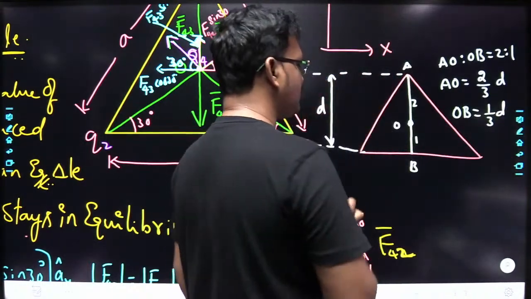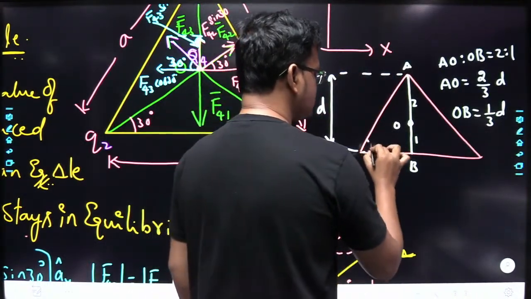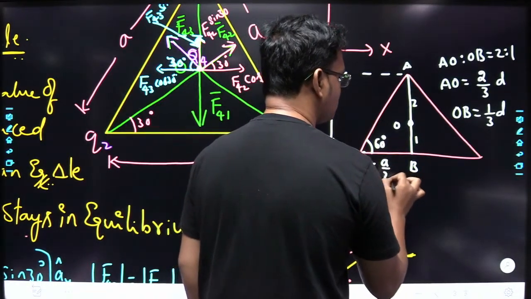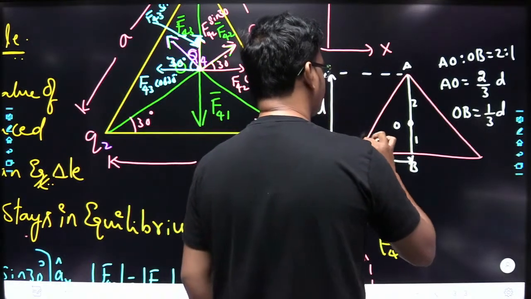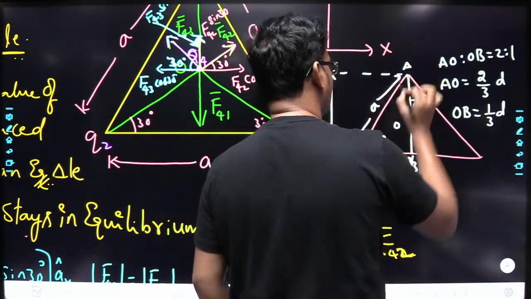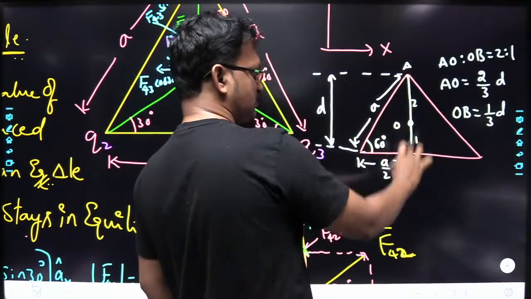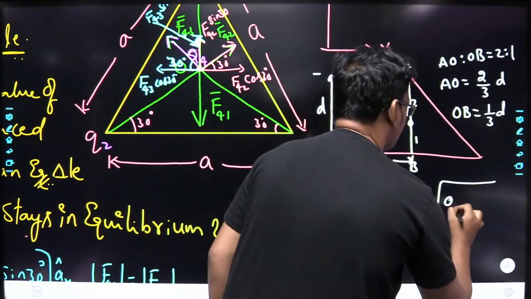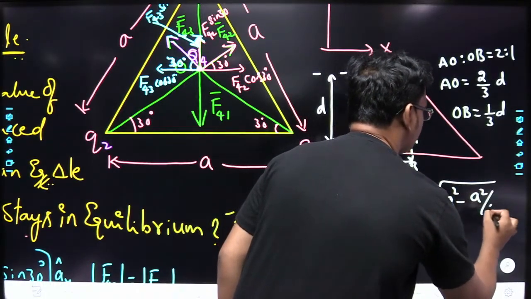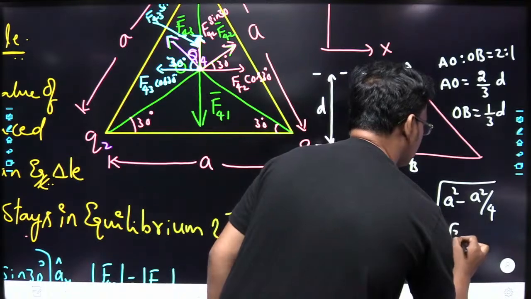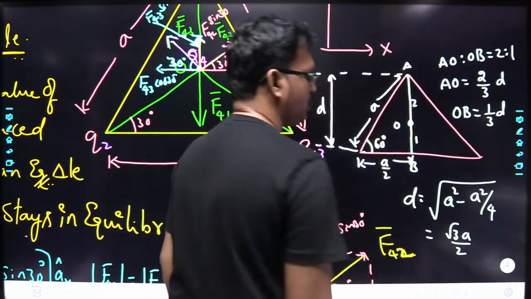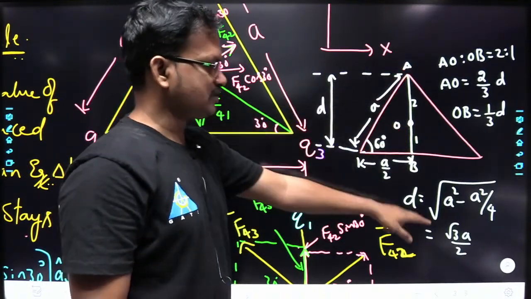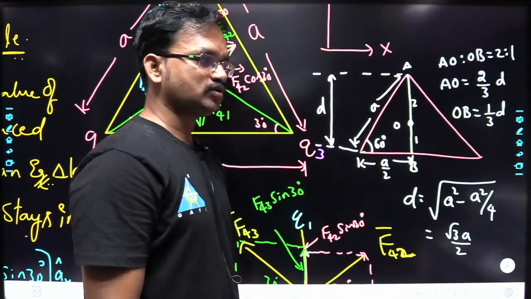So what is this D value? We know that this angle is 60 degrees, and the distance from here to here is A by 2, and the distance from here to here is A. So D is equal to the square root of A square minus A square by 4. If you do this, you are going to get root 3 A by 2. So the length of this perpendicular bisector is root 3 A by 2.